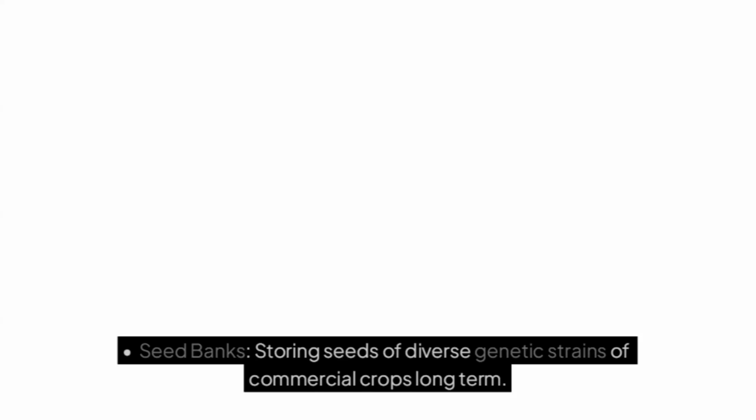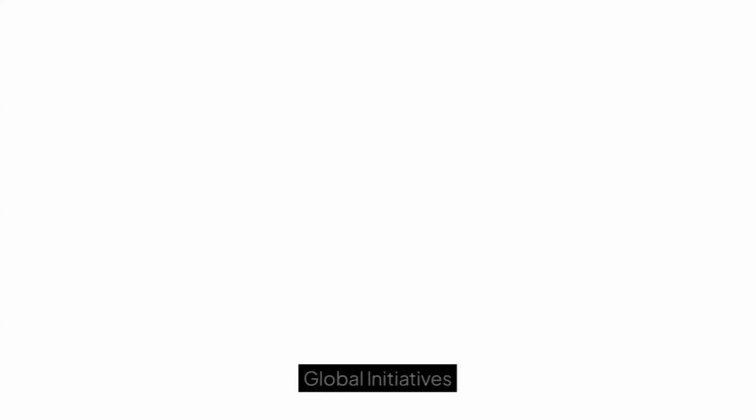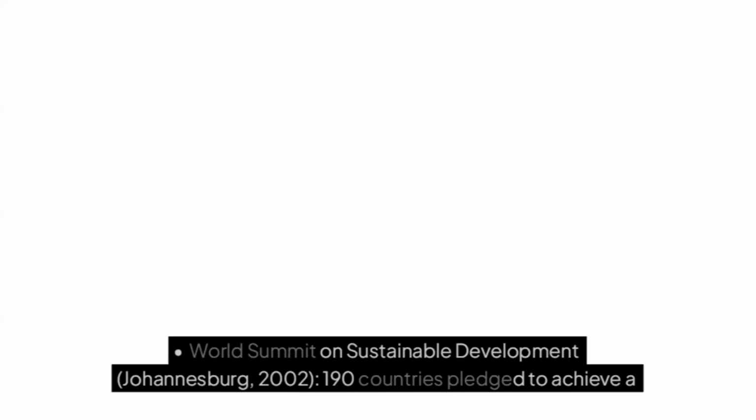Global initiatives. The Earth Summit, Rio de Janeiro, 1992. The Convention on Biological Diversity urged all nations to implement measures for biodiversity conservation and sustainable resource use. World Summit on Sustainable Development, Johannesburg, 2002. 190 countries pledged to achieve a significant reduction in the rate of biodiversity loss globally, regionally, and locally.